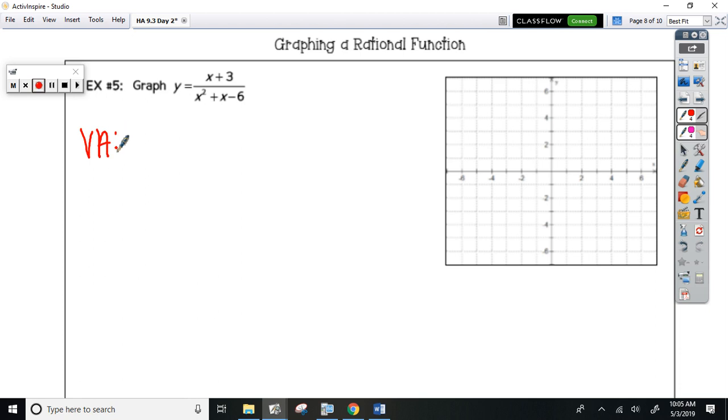So to find the vertical asymptote, we need to factor from yesterday. Factor the denominator, what do we get?